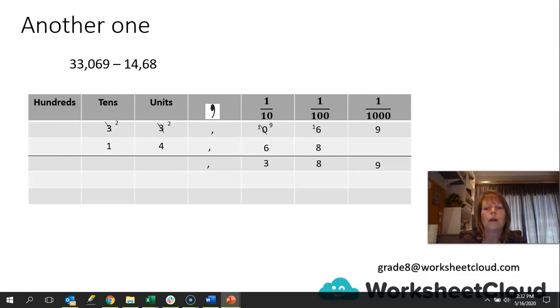That becomes a 2. Now we've got 12 units. 12 minus 4 will give us 8, and 2 minus 1 is 1. So our answer here is 18,389. Right, happy with that? Everybody sees how to borrow across the 0. I'm sure you've done this many times in primary school, so you will know exactly how to do it.